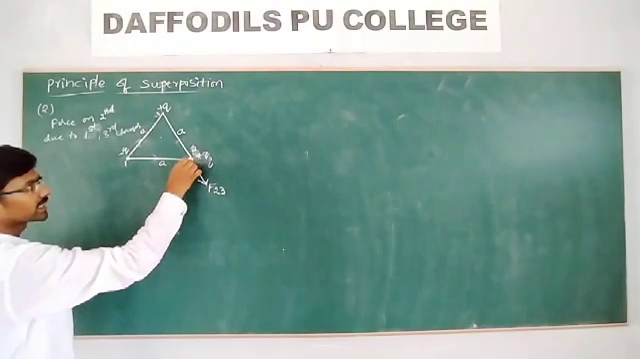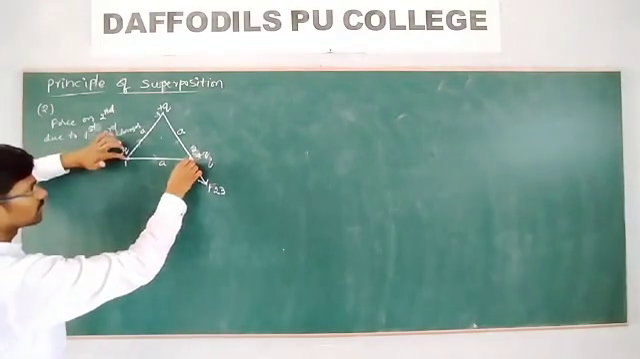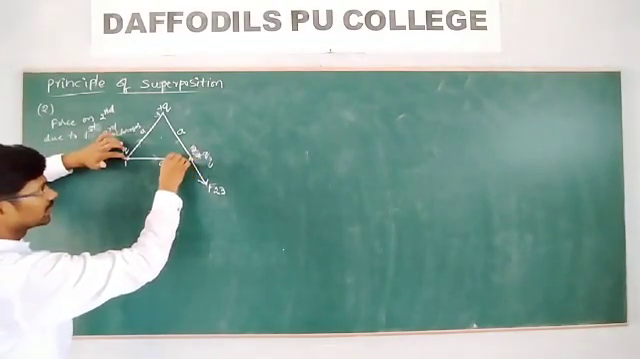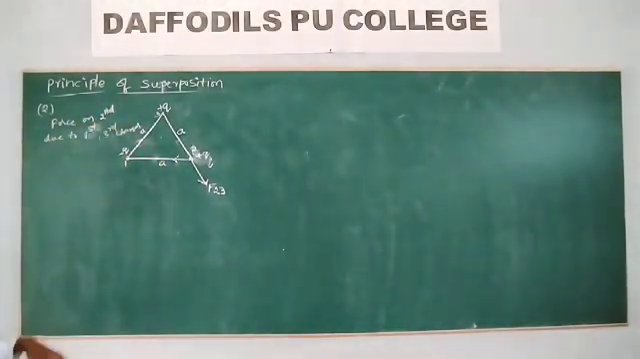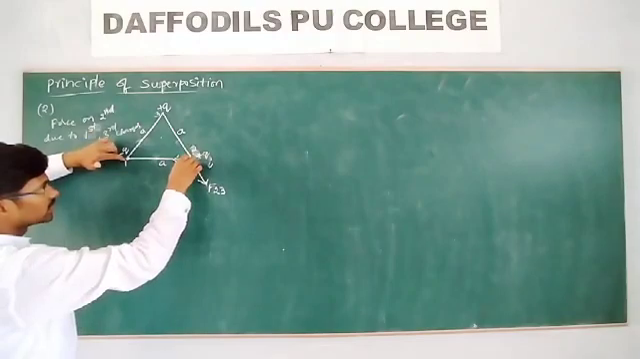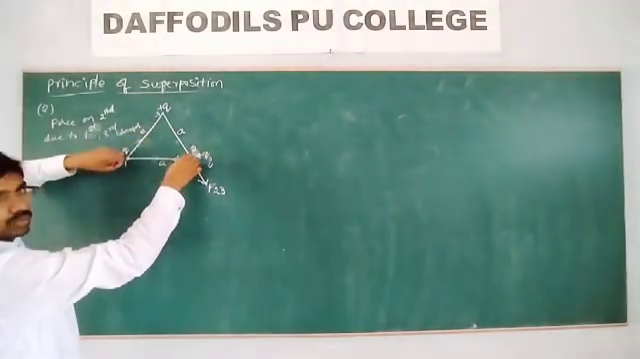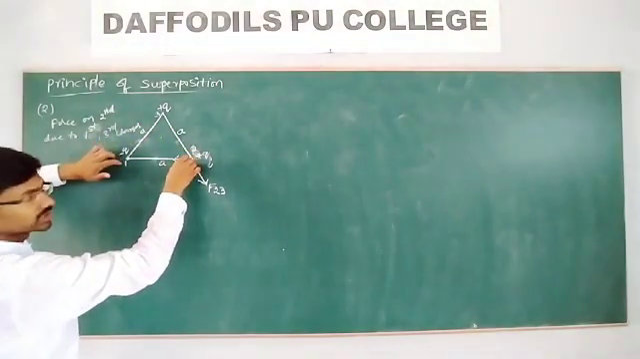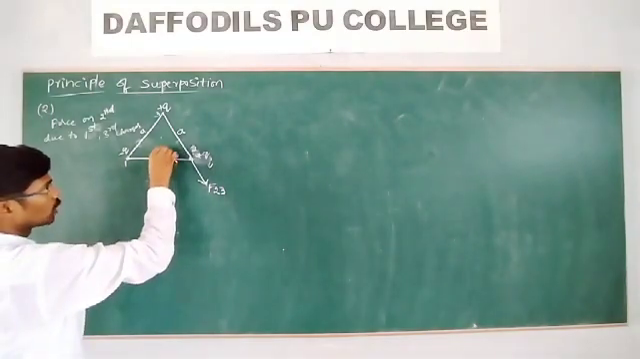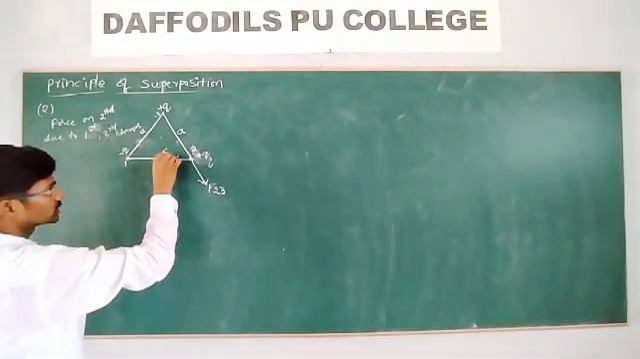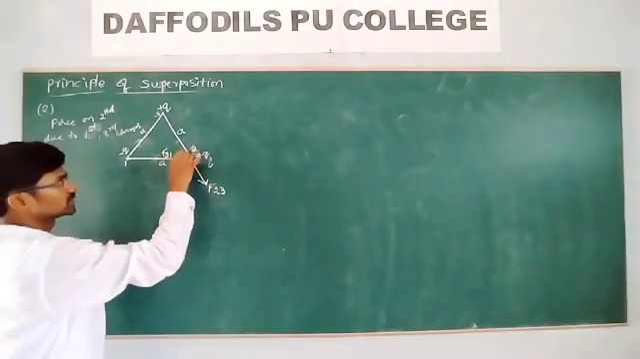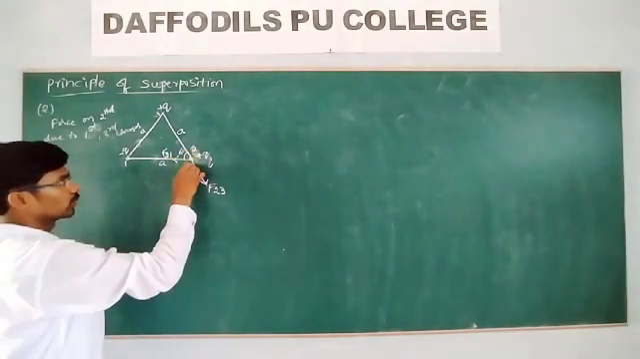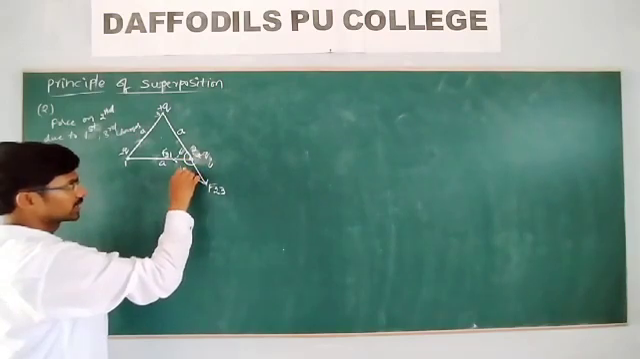Similarly, what is the force acting on this charge due to this one? It will attract. Are you clear? So this charge attracts this one. So the force is towards this charge. Now, the force acting on the first charge, second charge to first charge. Now tell me, what is this angle? 60 degrees. Then what is this angle? 120 degrees.